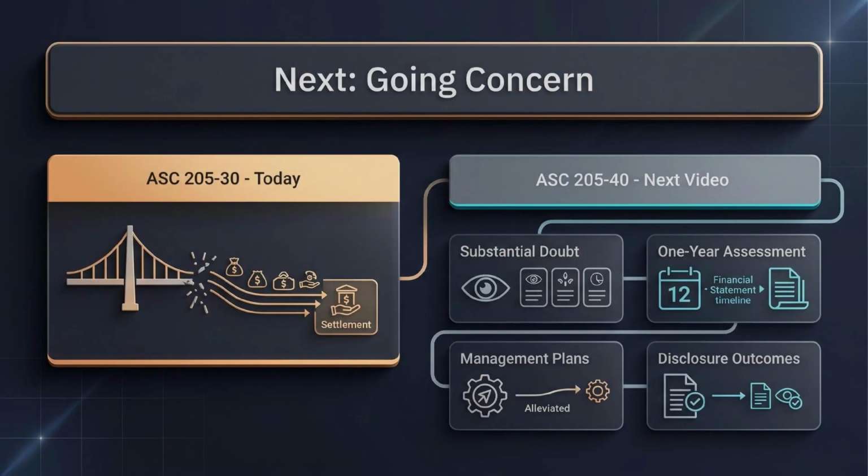In the next video, we will study ASC 205-40, Going Concern Judgment and Disclosures. That topic usually comes before liquidation basis in the life of a troubled company because management may need to evaluate substantial doubt even before liquidation becomes imminent. We will discuss the one-year assessment, management plans, and disclosure outcomes.